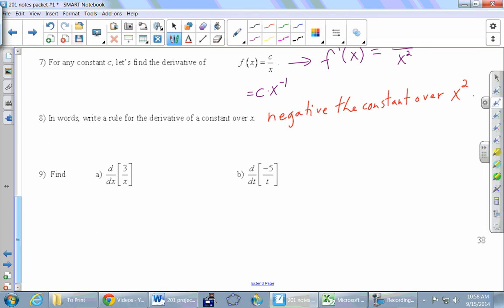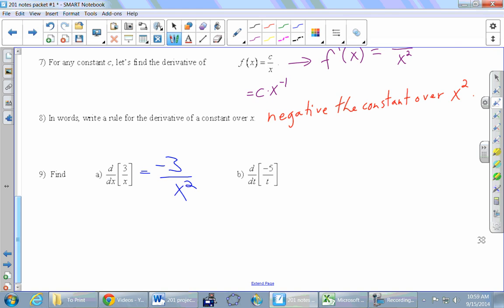Okay, to find the derivative of 3 over x, we say, oh, this is one of these special things. It's a constant over x. And the answer is just negative the constant over x squared. So what goes on top? Negative 3 over x squared. Easy.